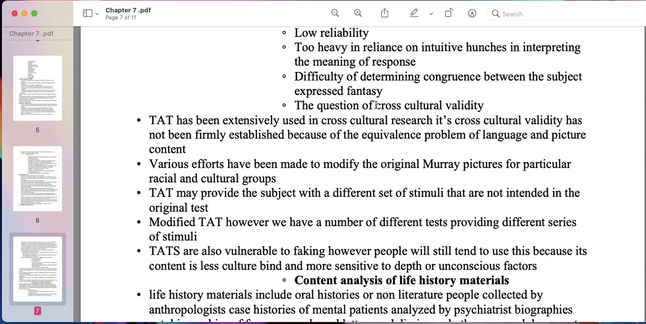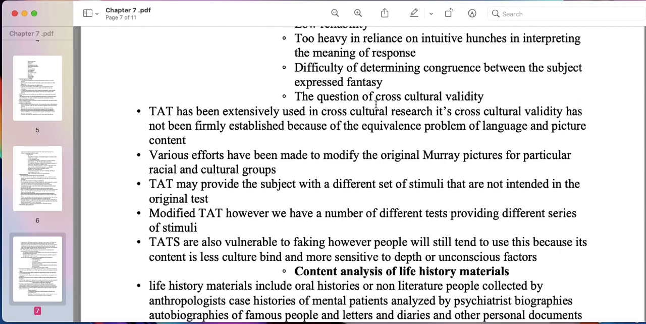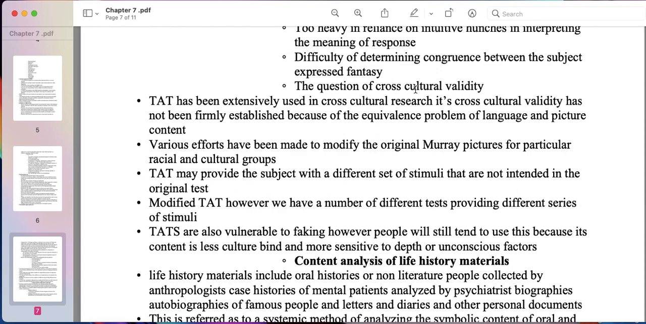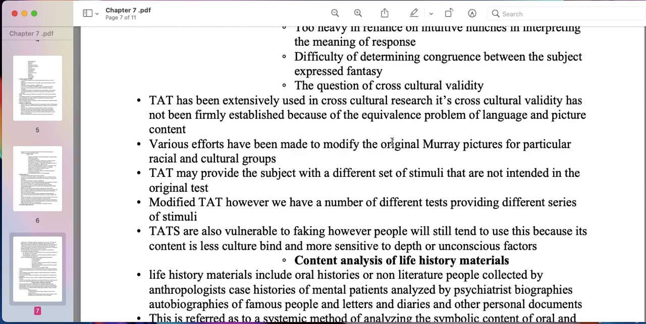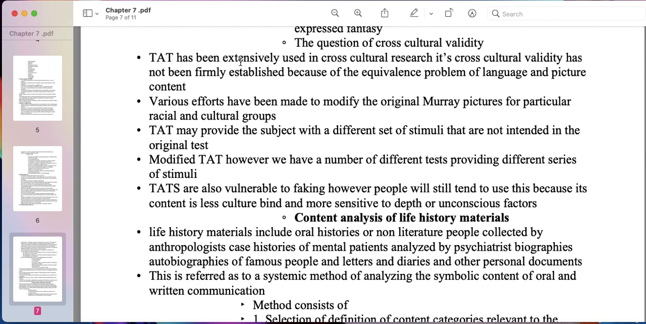Difficulty of determining congruence between the subject and expressed fantasies, so you don't know what's real and what's not, and what's their desire. And then the question of cross-cultural validity. The TAT has been extensively used in cross-cultural research, and its cross-cultural validity has not been firmly established because of equivalence problems of language and picture content.